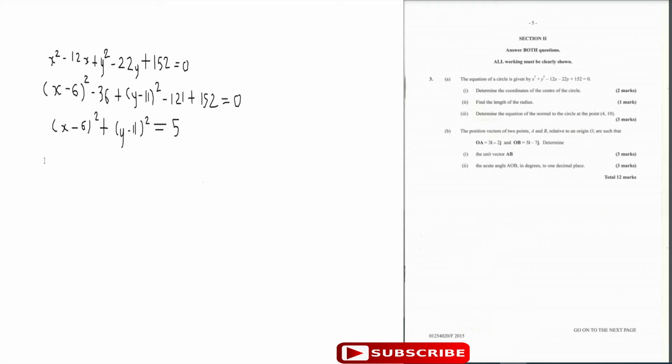Now we can tell them that the center of the circle is (6, 11). Now that we have the center of the circle, we can tell them that the radius is going to be the square root of 5. That's the radius, the square root of 5.